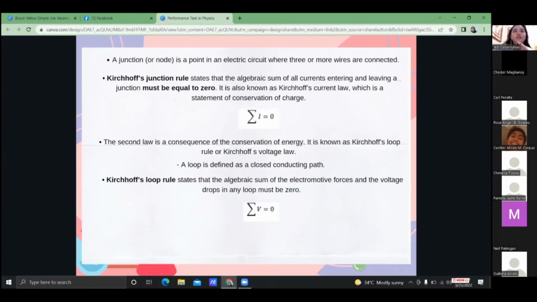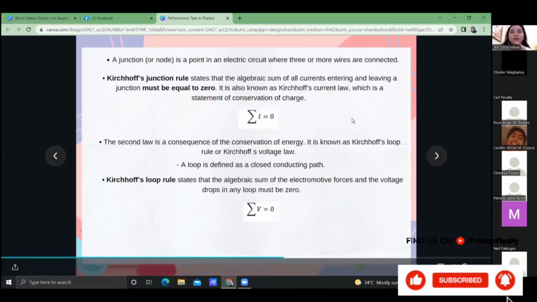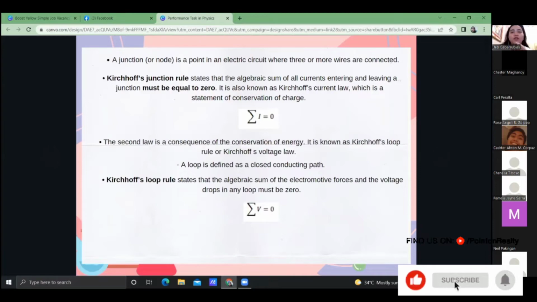A junction or node is a point in an electric circuit where 3 or more wires are connected. Kirchhoff's junction rule states that the algebraic sum of all current entering and leaving a junction must be equal to 0. It is also known as Kirchhoff's current law, which is a statement of conservation of charge. The second law is a consequence of the conservation of energy. It is known as Kirchhoff's loop rule or Kirchhoff's voltage law.